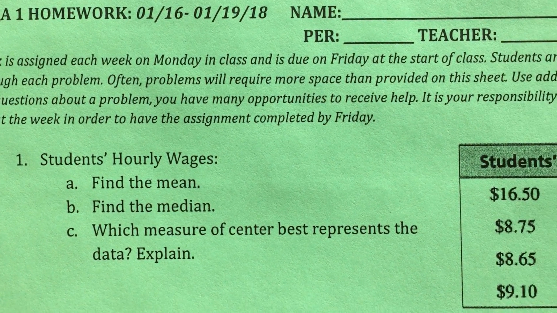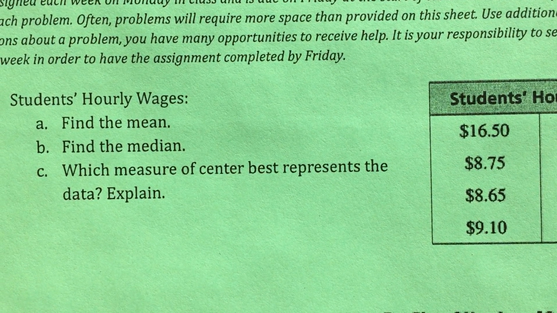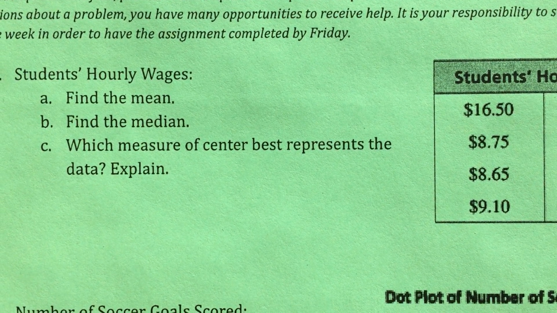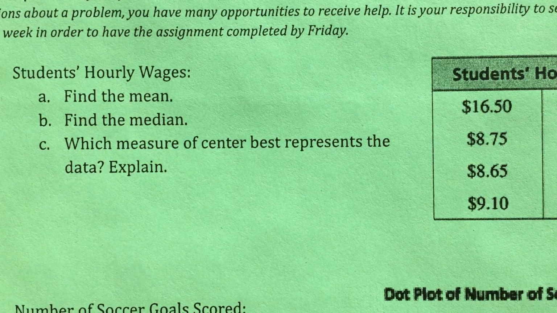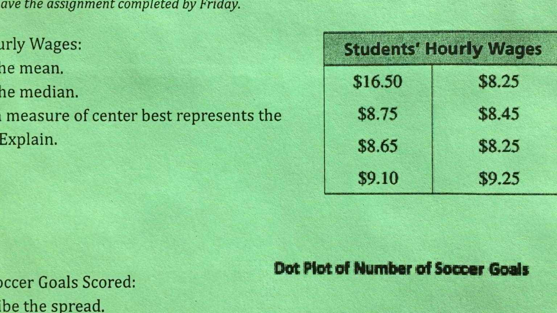Problem 1, you're given a table of students' hourly wages and we're supposed to find the mean and median. So remember, the mean is the average. Total them all up and divide by the number you have. Median, you need to put all these numbers in order and narrow it down to the center. Once you get to the center, you're going to have two values. You need to find the average of those two values to truly get the median.